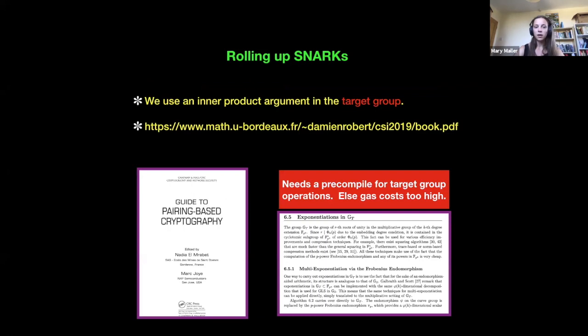The other downside is that we are using our proof elements in the target group. So if you were trying to do this over Ethereum, you'd probably have a problem at the moment in terms of gas costs. If we could get a precompile for the target group operations, then this problem would essentially go away. But at the moment, you would run into this problem, I suspect.